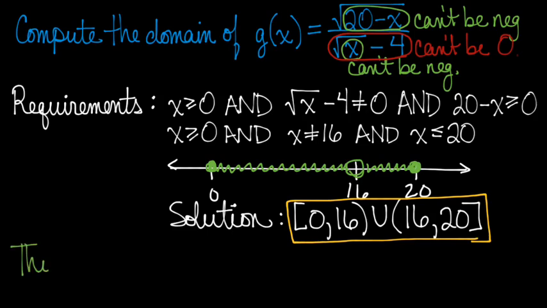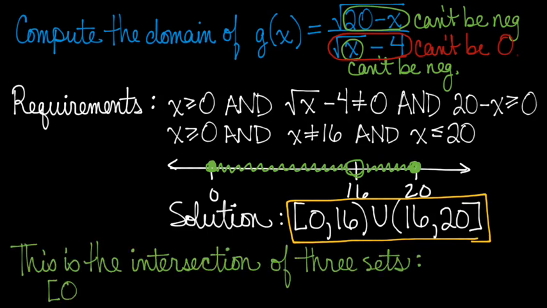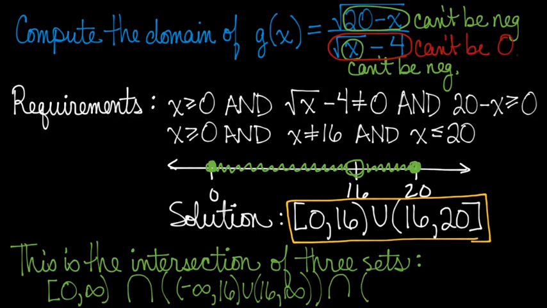I just want to mention before I go that all 3 requirements can be written in interval notation. X greater than or equal to 0 can be written in this way, 0 to infinity. X not equal to 16 is this pair of intervals, negative infinity to 16, 16 to infinity. X less than or equal to 20 can be written this way. And that word and means intersection. So technically, I can write these 3 intervals, write intersection symbols in between, and then be done with this problem.